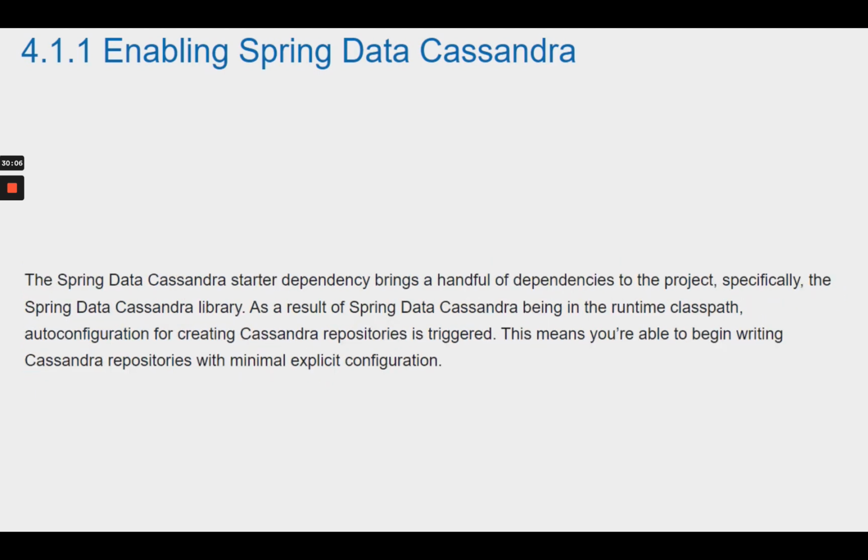The Spring Data Cassandra starter dependency brings a handful of dependencies to the project, specifically the Spring Data Cassandra library. As a result of Spring Data Cassandra being in the runtime classpath, auto-configuration for creating Cassandra repositories is triggered. This means you're able to begin writing Cassandra repositories with minimal explicit configuration.